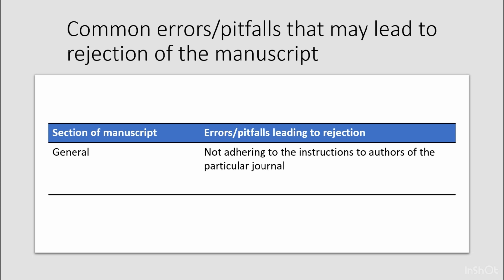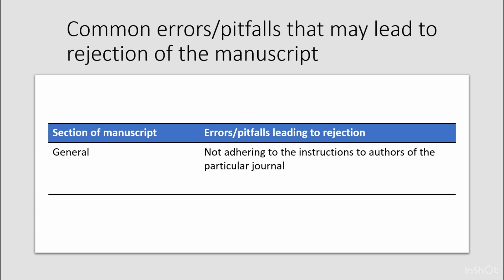Not adhering to the instructions to the authors of the particular journal is a common error that can lead to the rejection of any manuscript in academic publishing. As I mentioned previously, most academic journals have specific guidelines and instructions for authors that outline the formatting, structure, and style requirements for submitted manuscripts. I believe that failing to follow these instructions can result in rejection for several reasons. First of all, incompatibility with the journal standards.